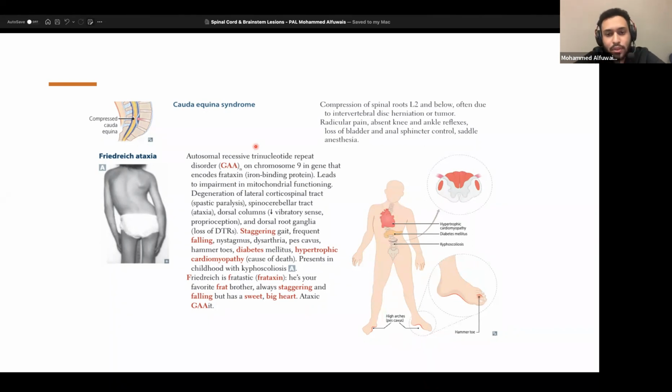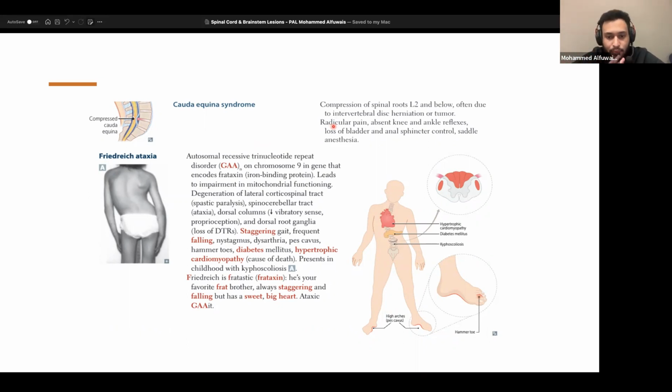Now, if you have a compression of the cauda equina due to any reason, for example a vertebral disc herniation or a tumor, below the level of L2, you might have these signs, which is radicular pain, because you'll basically be impinging on a nerve, and impingement of a nerve would lead to radicular pain.